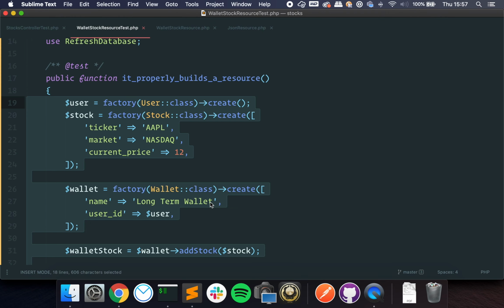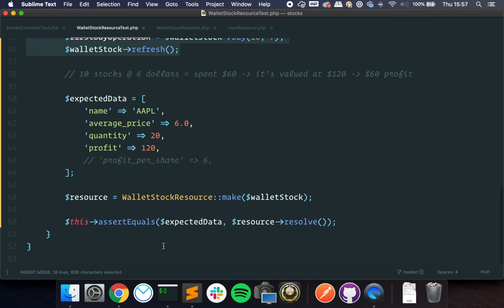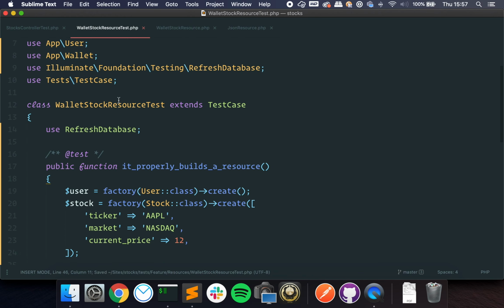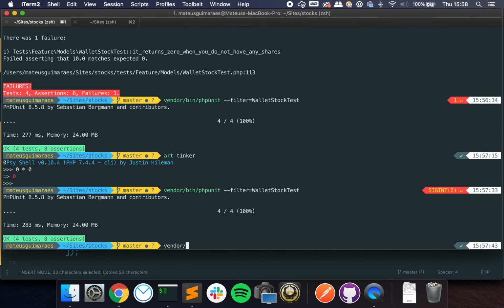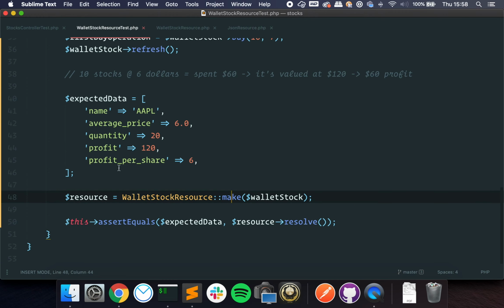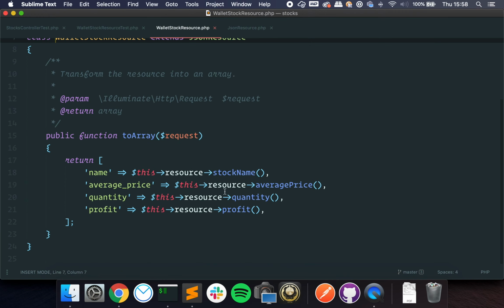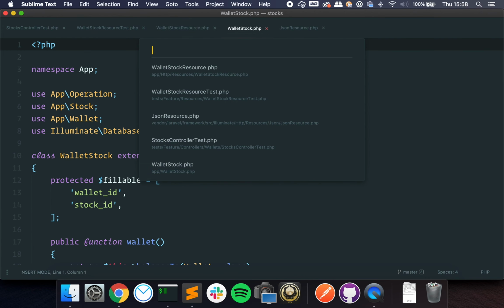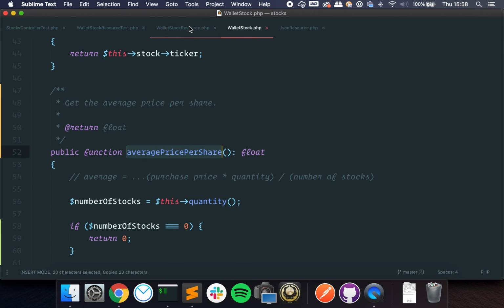So let's go back to our wallet stock resource test. We already know the profit works. We want the profit per share. Let's run this test. So let's do vendor PHPUnit filter. Call to undefined method average price. Okay, we changed this. It is now average. Average price per share.